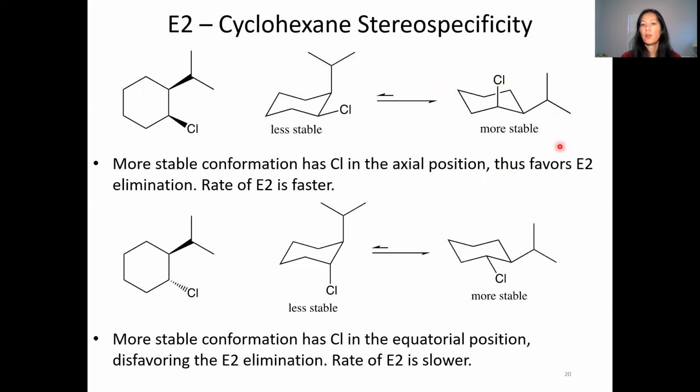So this is preferred. So then you can look, okay, is the chlorine axial? Yeah, it is. Are there any axial antiperiplanar hydrogens? There are. So this is actually looking really good. Basically, this equilibrium is shifted to a side where it's already ready to undergo an E2.